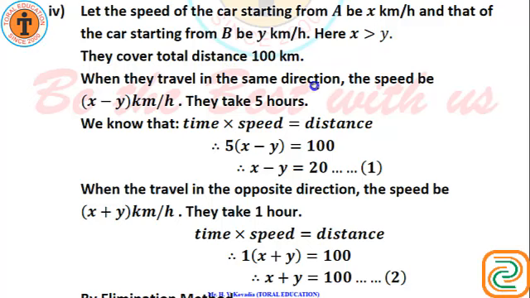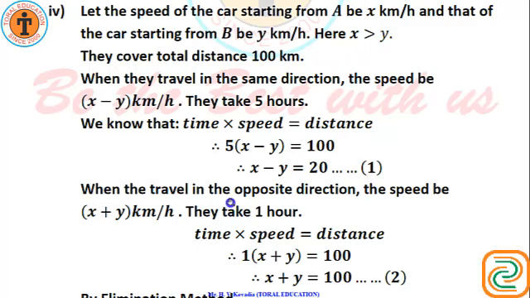When they travel in the same direction, the speed be x minus y because they started in the same direction. So speed will reduce. They take 5 hours. We know that time into speed equals to distance. So time is 5 hours. Speed is x minus y. So 5 into x minus y equals to 100. If 5 goes there, it will be in division. So x minus y equals to 20 because 5 20s are 100. This is equation number 1.